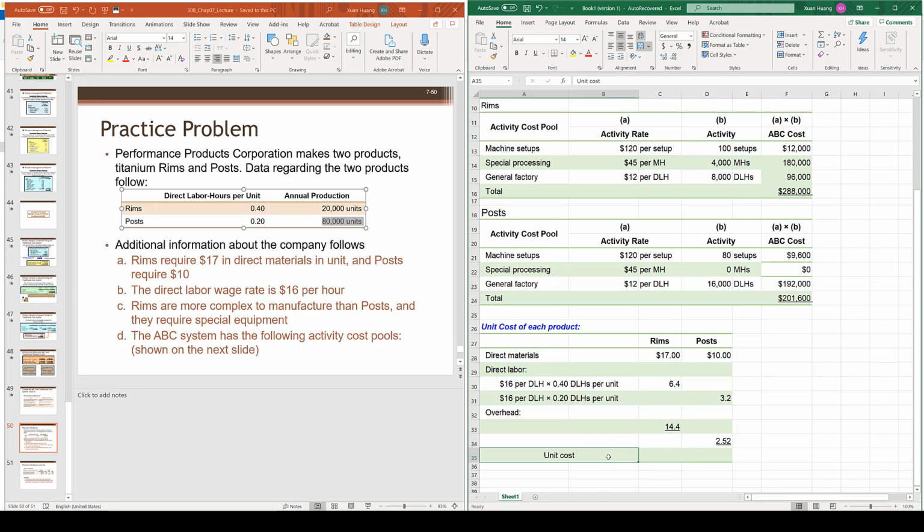Now we can calculate the unit cost for each product. For rims, we add up the three together: direct materials, direct labor, and overhead. The unit cost for rims is $37.80. For posts, direct materials, direct labor, and overhead add up together, and we get a posts unit cost of $15.72.